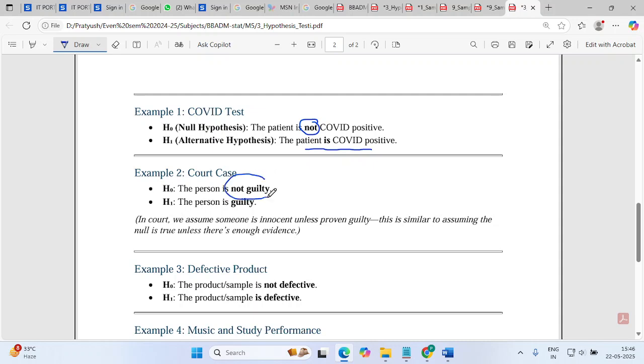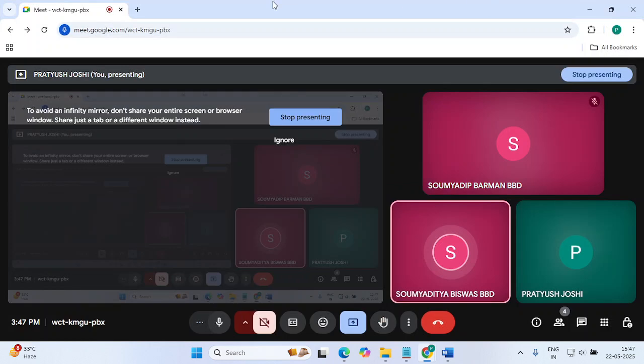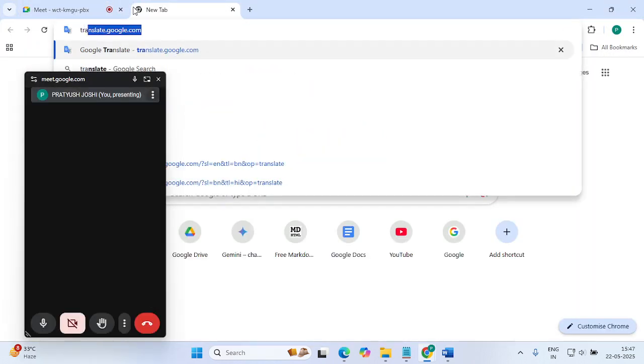Similarly, let's say a criminal is sent to the court, and court says that person is not guilty. I hope you understand what is guilty. Yes, sir. Guilty means he is accused. That means he has done the wrong work. No, no, accused is not guilty.